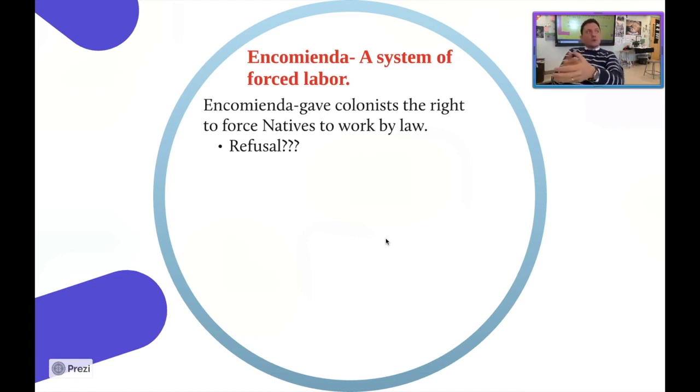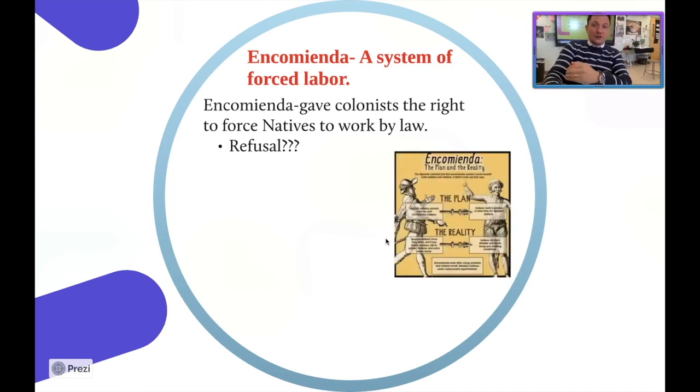It's because theoretically, what would happen if natives refused to do this? Well, they could literally be arrested, mutilated, sometimes having parts of their body cut off, physically punished, or having their family taken hostage, right? So as you can see, this is a very, very violent, very aggressive system.